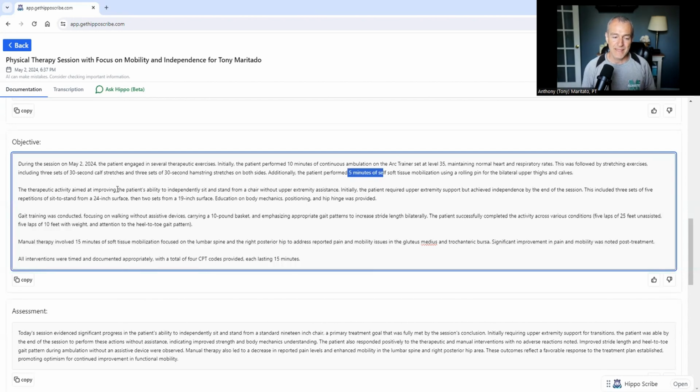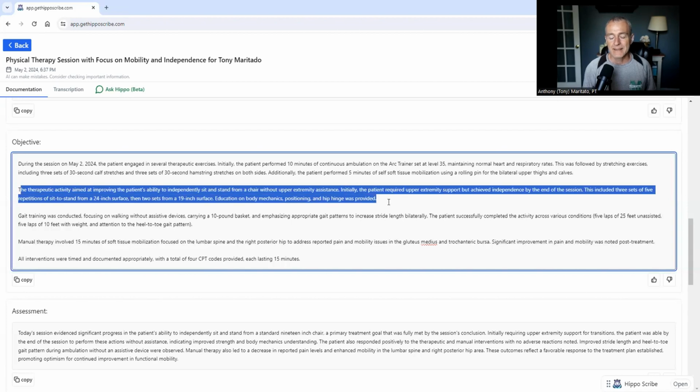Therapeutic activity aimed at improving the patient's ability to independently sit to stand from a chair without upper extremity assist. Initially, the patient required upper extremity support, but achieved independence by the end of the session. This included 3 sets of 5 repetitions, sit to stand, 24-inch surface, then down to a 19-inch surface, educating on body mechanics positioning. There's no time associated with that, but roughly speaking, that would take about 15 minutes between the educational component, the practical component, and finishing what's happening there.